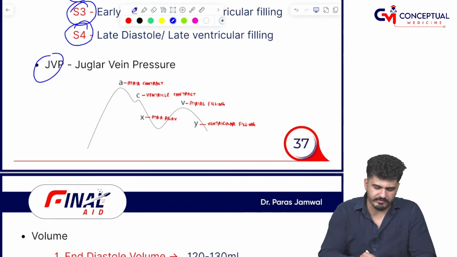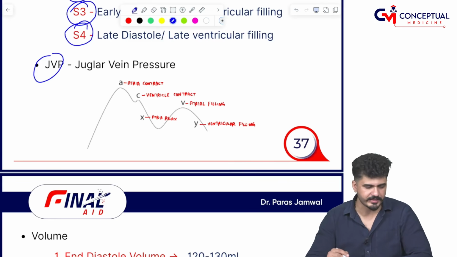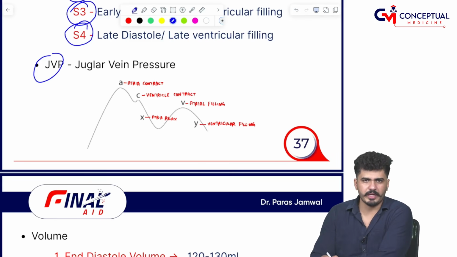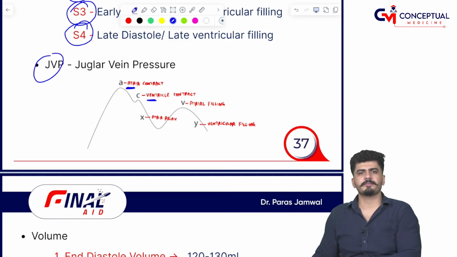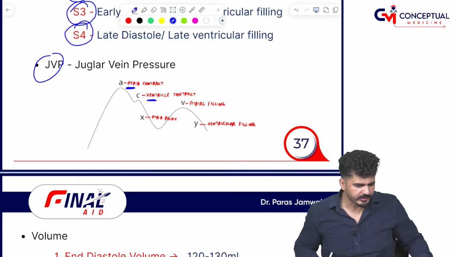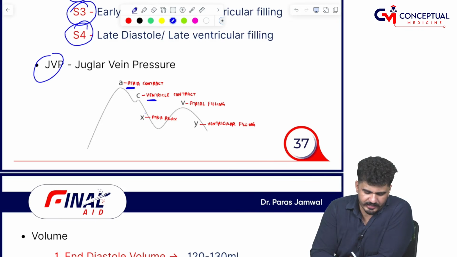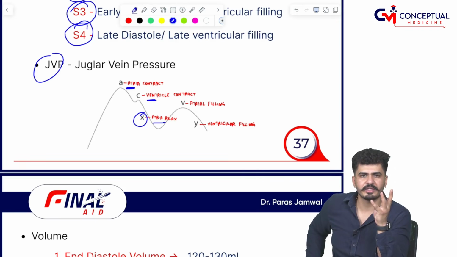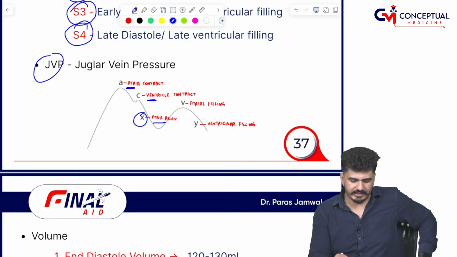Now let's talk about this JVP. A, C, X, V and Y. Remember their significance, you have to remember for the exam. So A is for atria contract, C is for ventricular contract, X is for atria relax. AC, atria contract, ventricular contract, and X for atria relax.